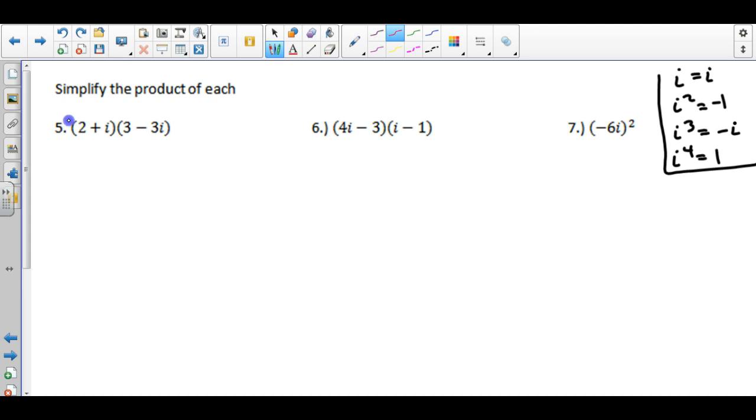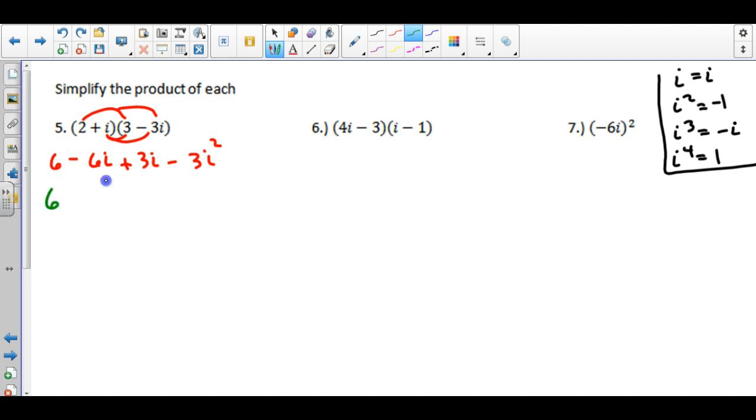Alright, so first one. You're going to distribute this 2 through each of these values in the second parentheses. 2 times 3 is 6. 2 times -3i is -6i. And now I'm going to do the distributing of the i through. So i times 3 is +3i. And then i times -3i is -3i squared. So watch how I'm going to simplify this. Take your time on this.